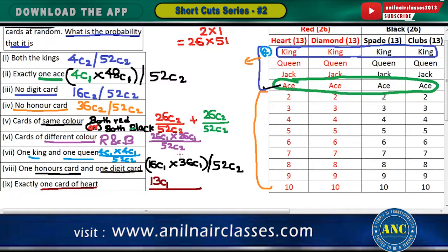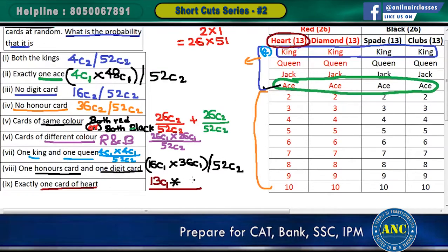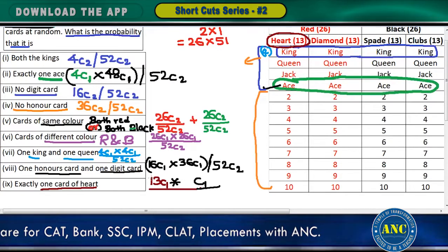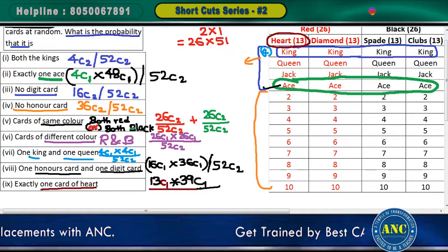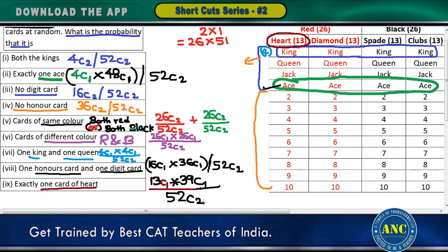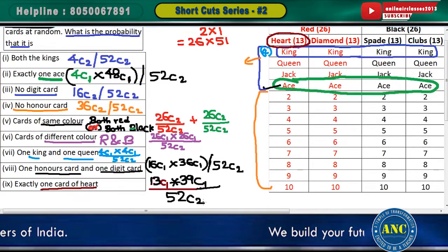Out of the two cards which I am drawing, exactly one of them should be a heart. That means I cannot have two hearts. Only one should be a heart. So out of the total 13 hearts, I am selecting one heart. The other card which I am selecting can be any one card. Out of 52, 13 are over. Remaining are 39. That means 13C1 into 39C1 divided by 52C2. This should be the answer for the last question. Aditya, I am sure you should have understood your second question also right now.